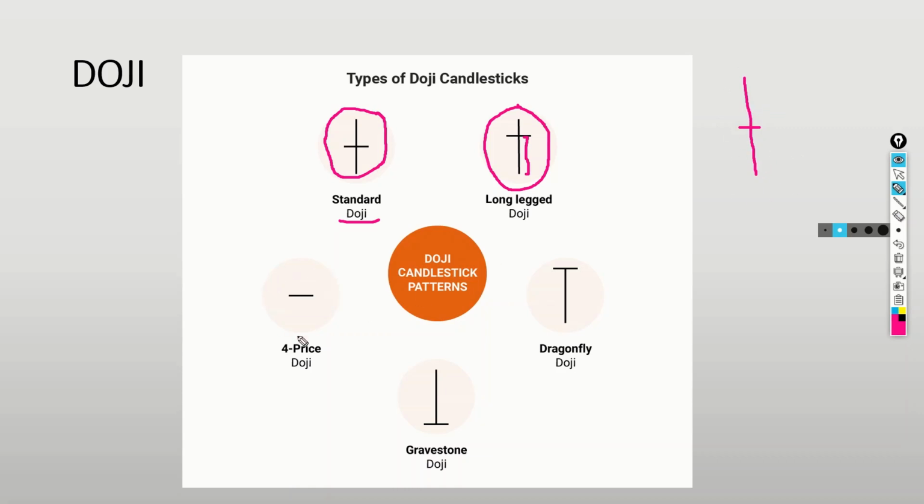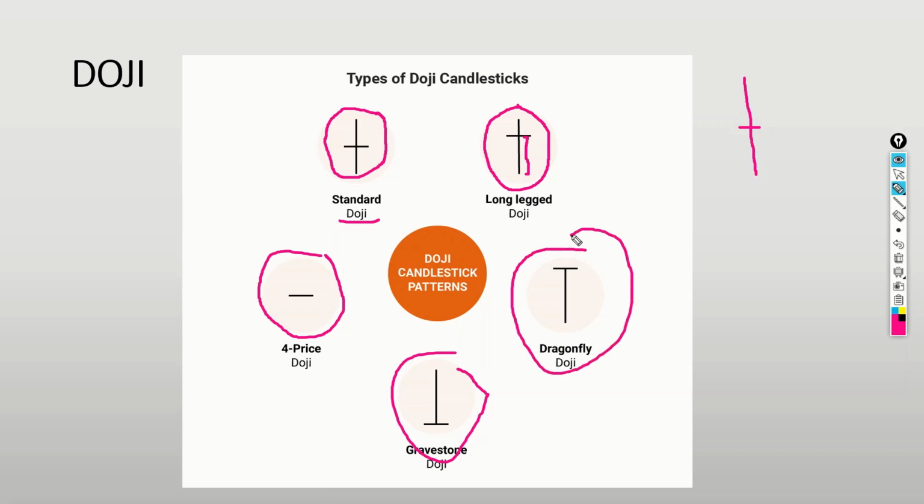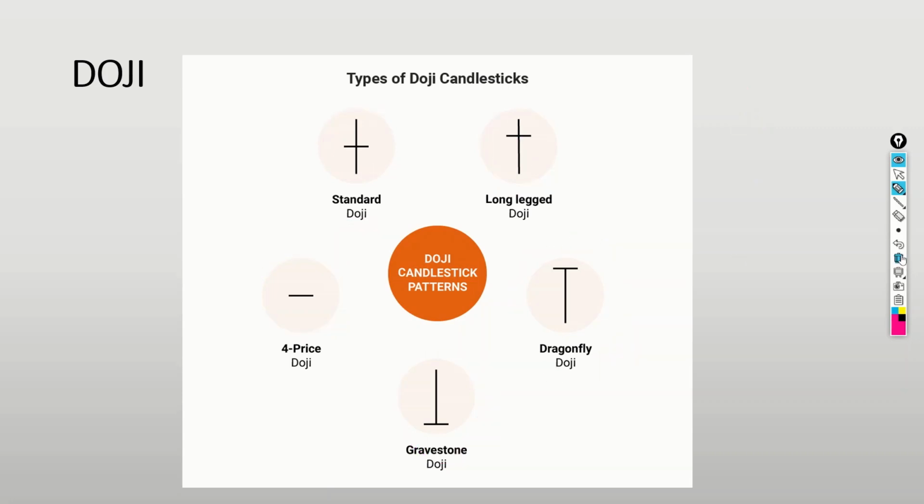Then we have a four-price doji. This one is also a clear indecision between buyers and sellers. Then we have a gravestone doji. Then we have a dragonfly doji. Okay, so you may not be able to cram all the names, and then you can simply categorize them all as dojis. When you see them, you will be able to interpret them.